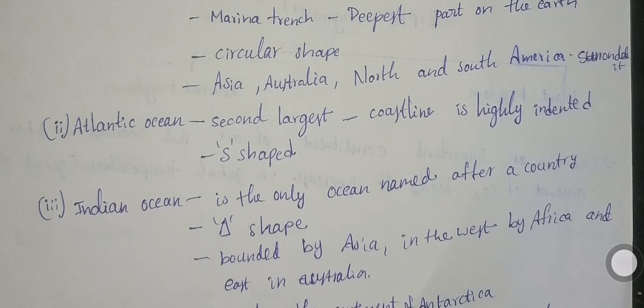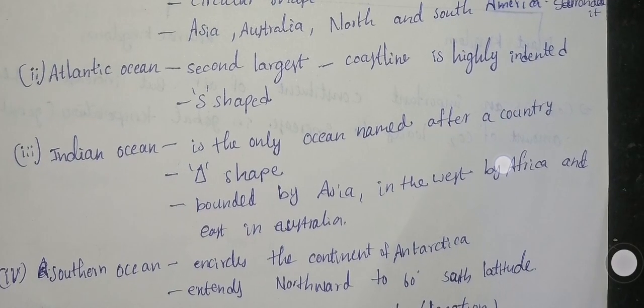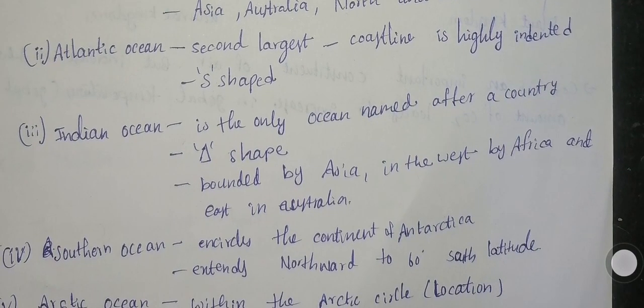That is, we have a lot of indentations. It is very useful for the coastal ports. That is why we have a lot of trade in the Atlantic Ocean. Atlantic Ocean is in the S shape.